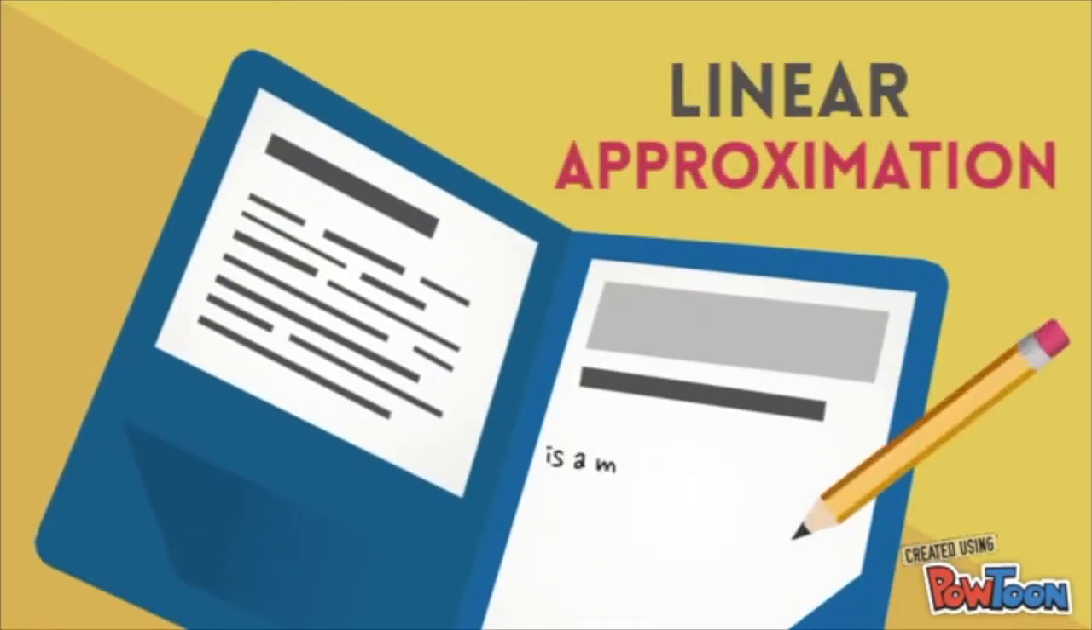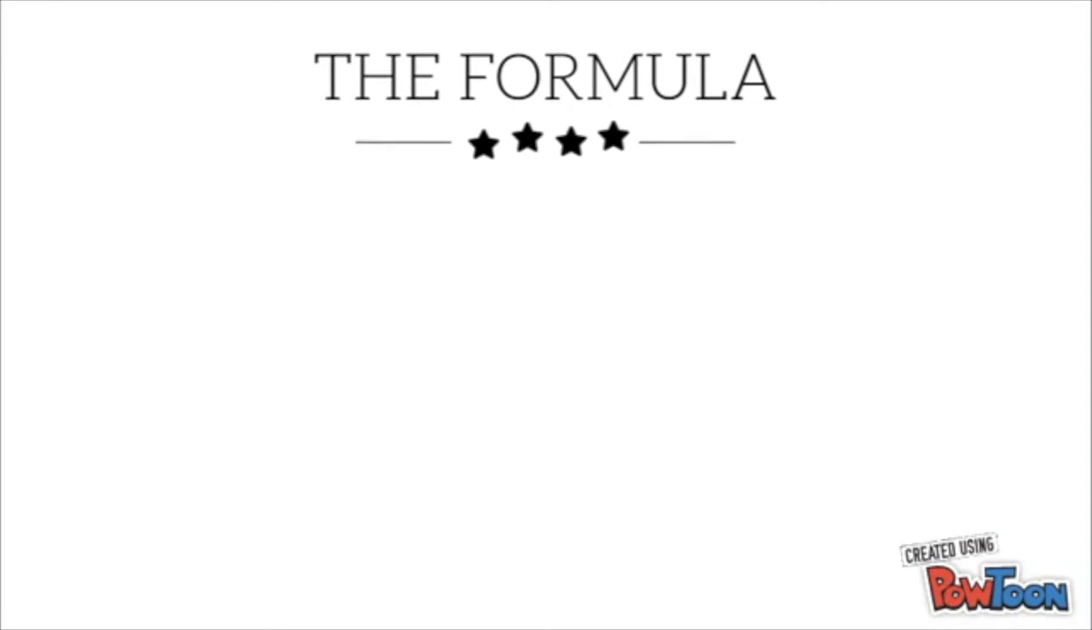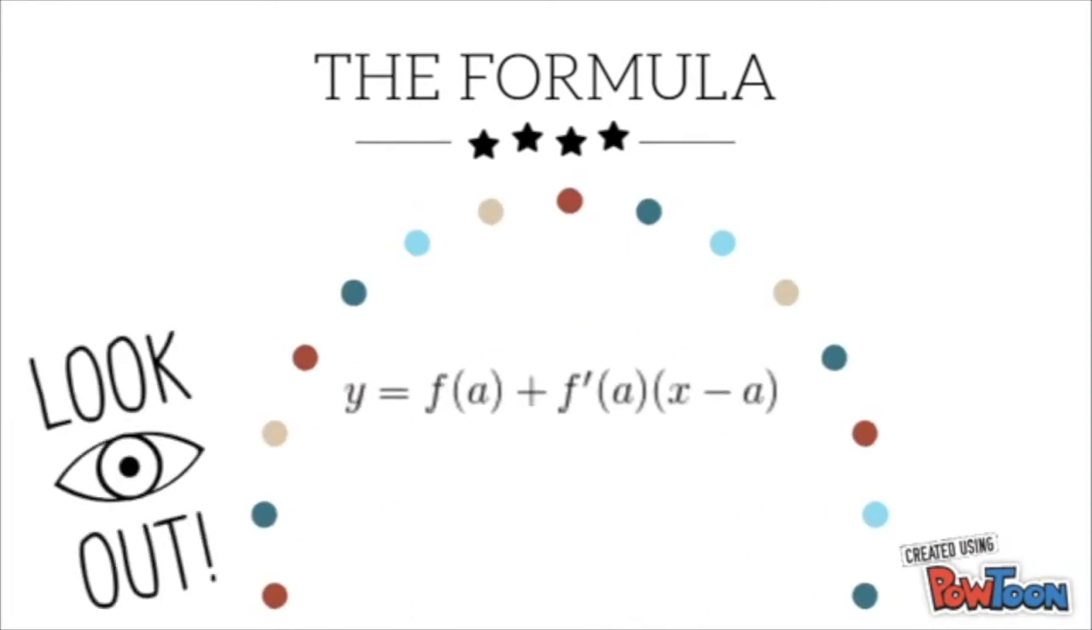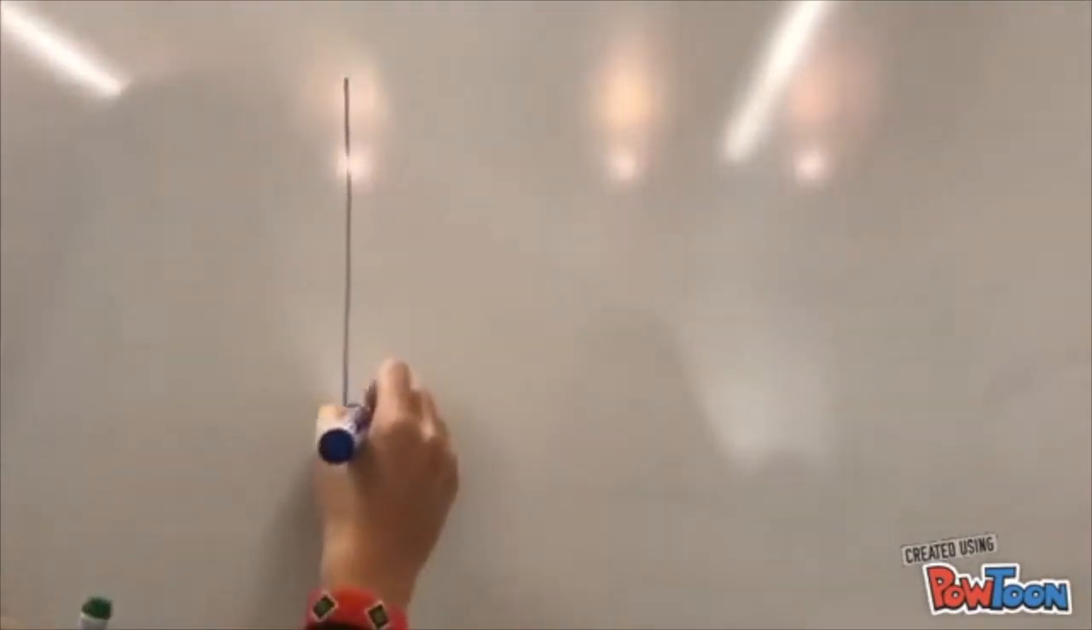In mathematics, a linear approximation is a method used for estimating the value of a function f near a point x equals a, using the formula that is presented in this video. This formula is known as the linearization of f at x equals a, and is identical to the equation of the tangent line to f at x equals a.